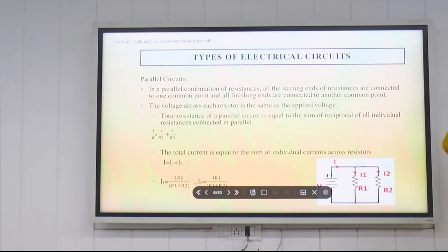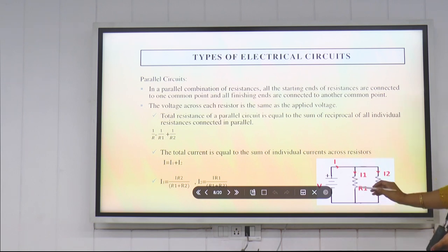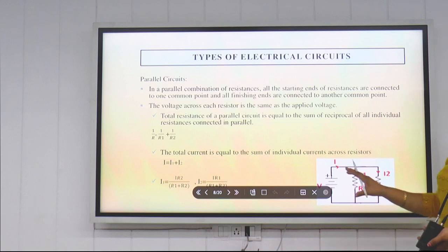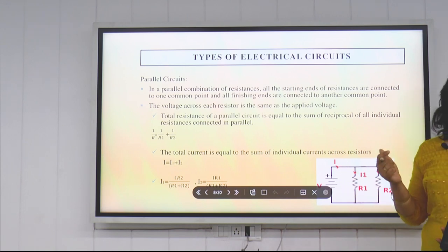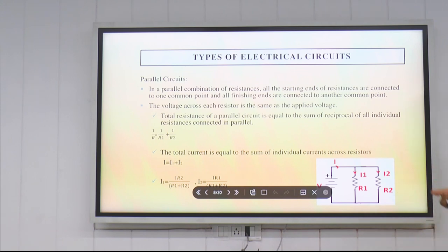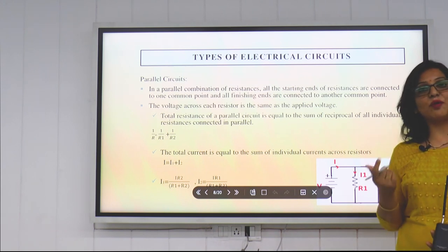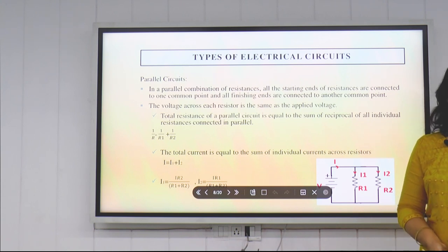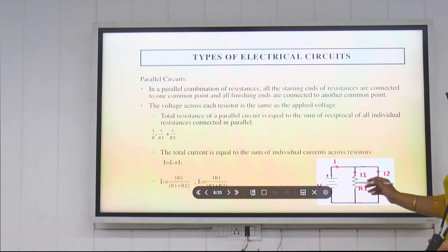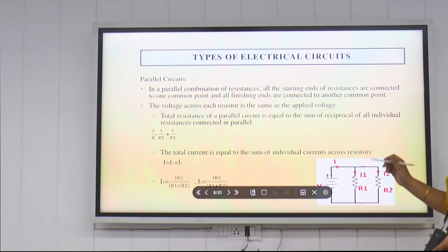Next is the parallel circuit. In a parallel circuit, the starting ends of all the resistors are connected to one point, and the finishing ends of all the resistors are connected to another point. The circuit so formed is known as a parallel circuit. Voltage across each resistance is the same as the applied voltage. The total resistance of the parallel circuit is the sum of the reciprocals of all the individual resistors connected in parallel. So 1 by R is equal to 1 by R1 plus 1 by R2.